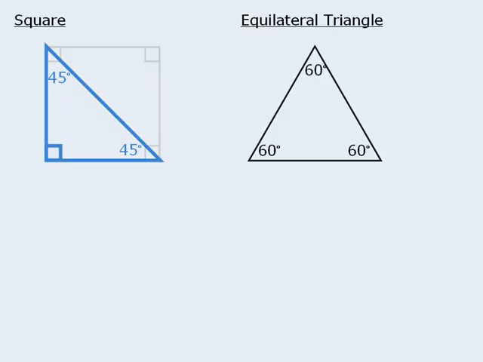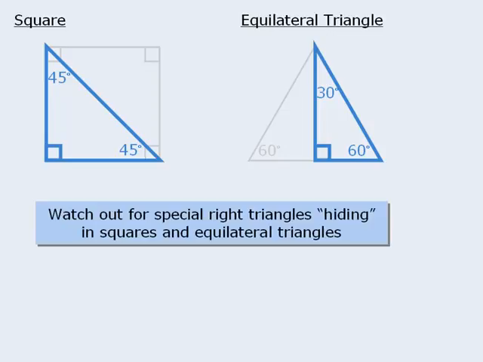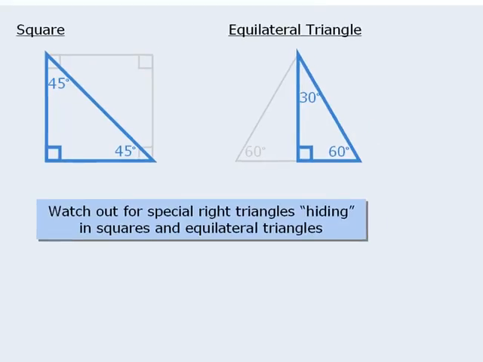Okay, now on to the equilateral triangle. Notice that if we add the altitude of this triangle, two equivalent right triangles are created. If we take a closer look at one of these triangles, we can see that the remaining angle here must be 30 degrees. This means that there can be 30-60-90 triangles hiding within equilateral triangles. So whenever you encounter squares or equilateral triangles, be sure to watch out for our special triangles.